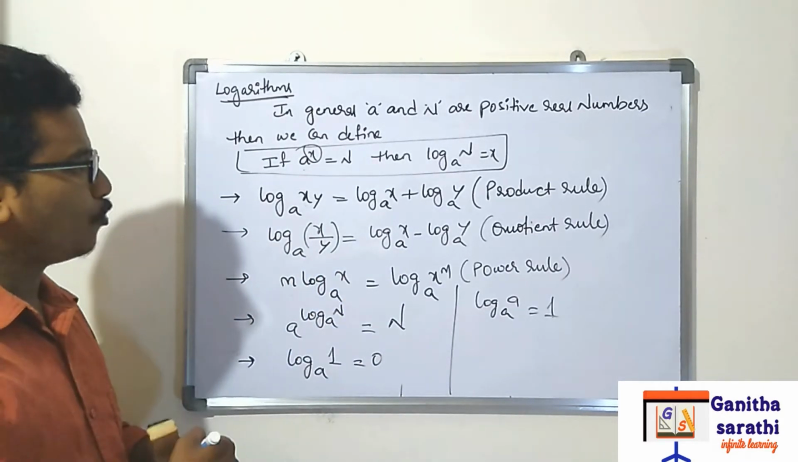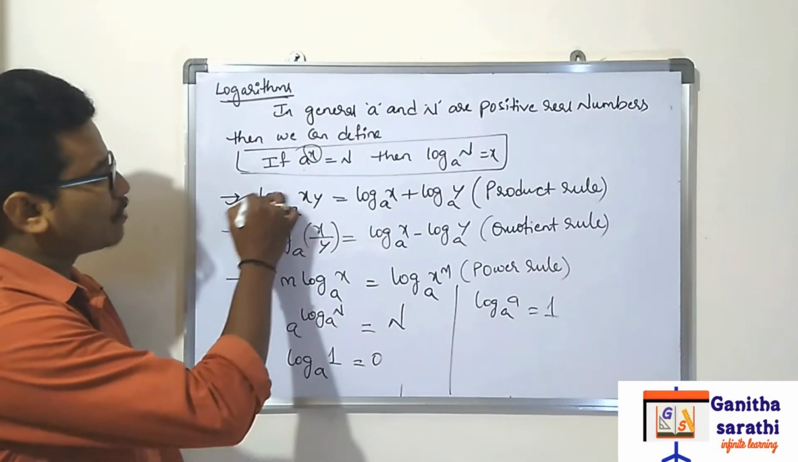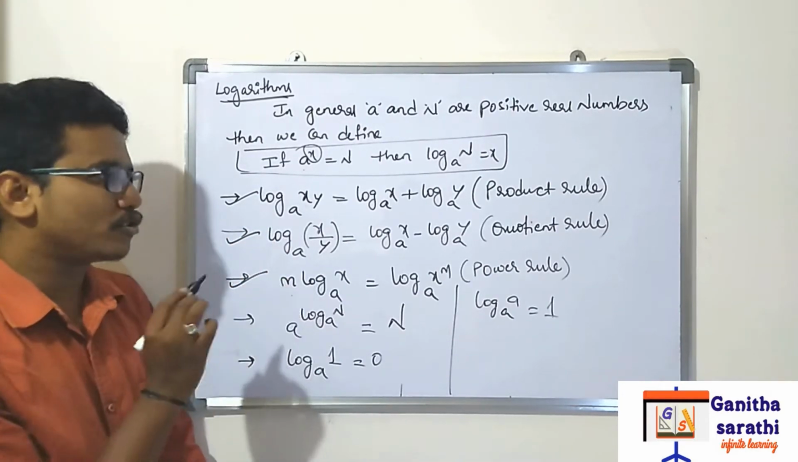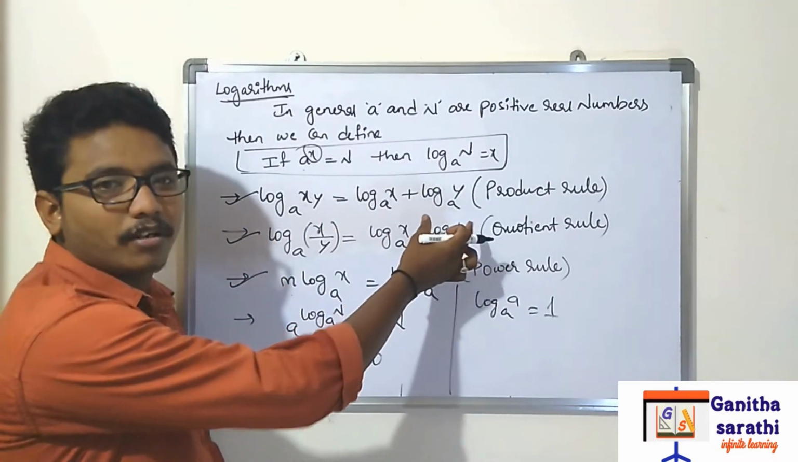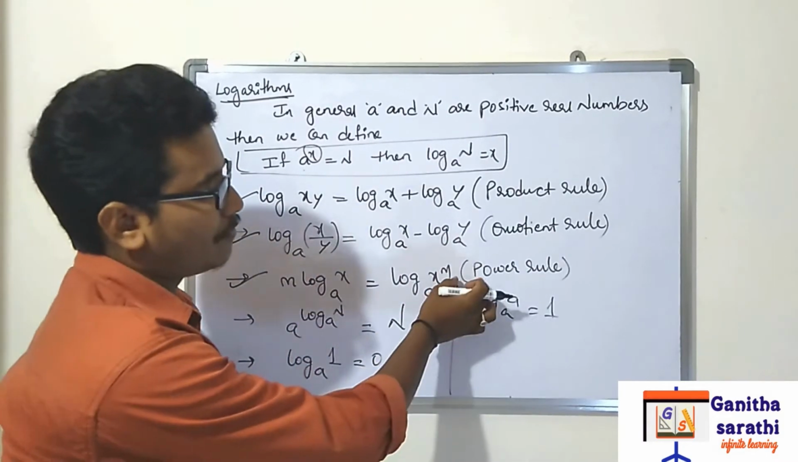Now I am going to give you the proofs of these three, which are very important: proof of the product rule, proof of the quotient rule, and proof of the power rule.